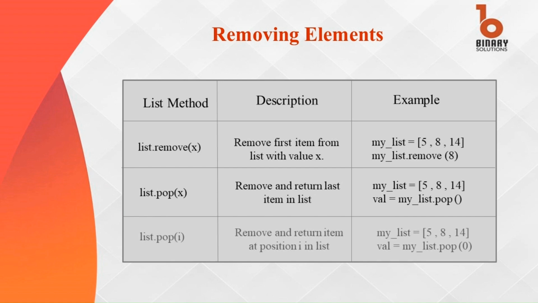Lastly, the pop(i) method removes and returns the element at the specified index i. For instance, starting with my_list = [5, 8, 14], running val = my_list.pop(0) modifies the list to [8, 14] and assigns 5 to val. These methods provide flexible options for manipulating and managing list contents effectively in Python programs.